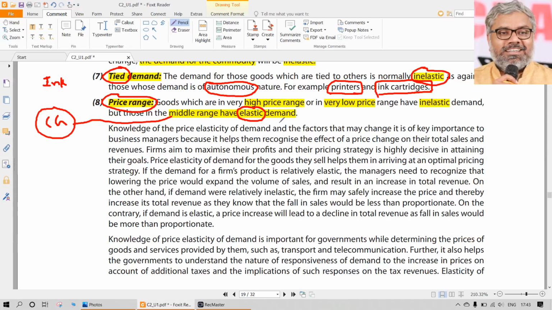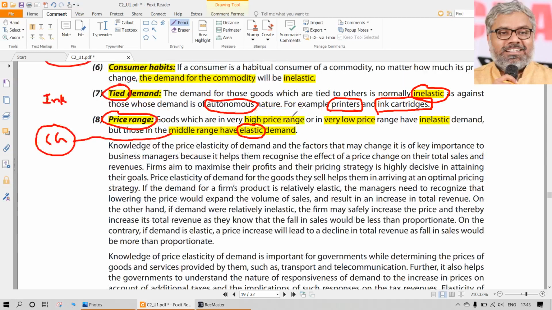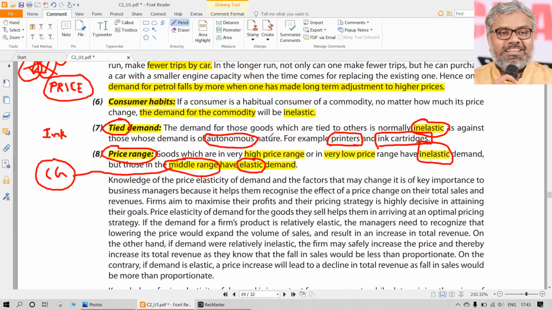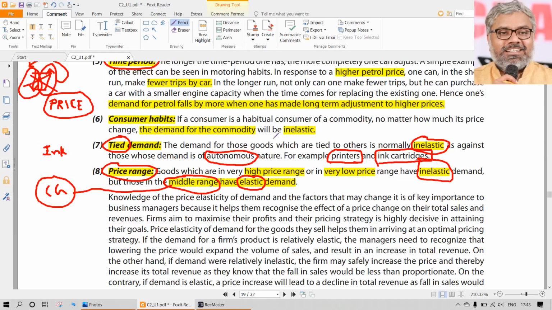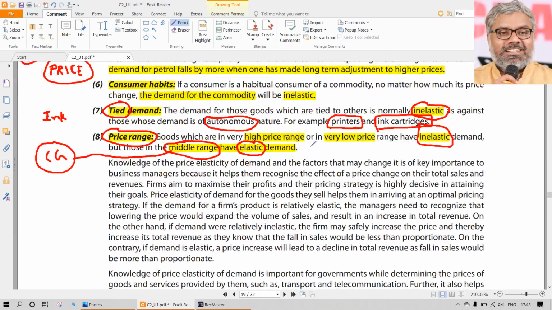Same way, is this product in a high price range or a very low price range? Very high, very low, both of them are inelastic. But which one is going to be elastic? The one which is in the middle range is going to be elastic. Like this, the nature of the product will determine the price elasticity of demand.